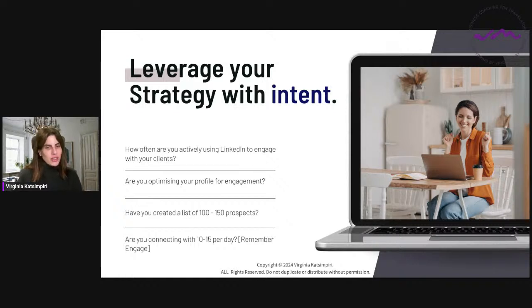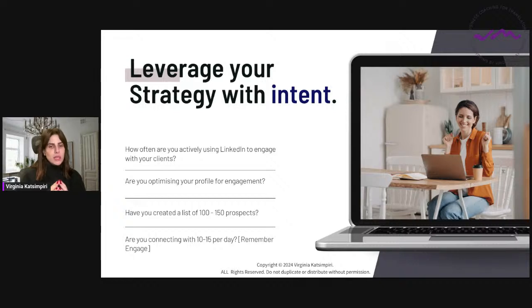So how often are you actively using LinkedIn to engage with other clients? What does it mean, engage? Sending them messages, liking their post, visiting their profile, commenting on their post, contributing to meaningful conversation. Engage with your clients. By clients, I don't mean other colleagues. I mean your ideal clients.